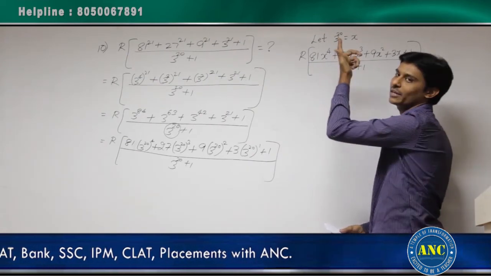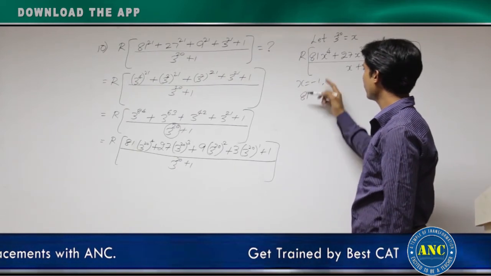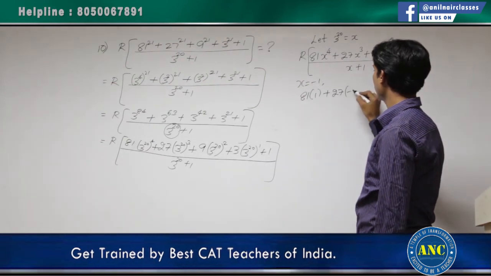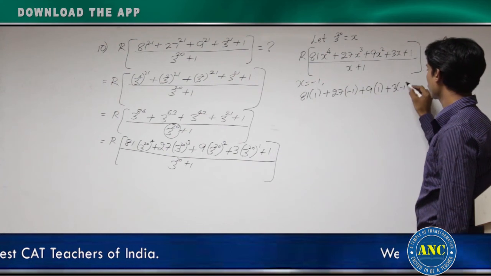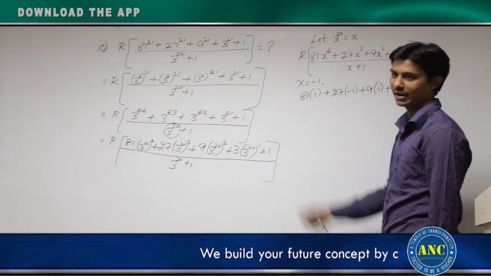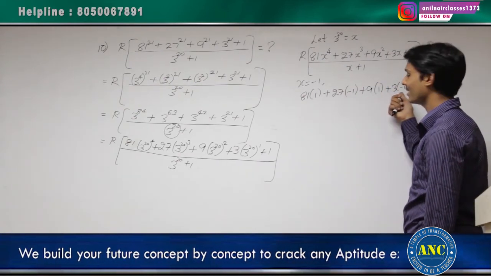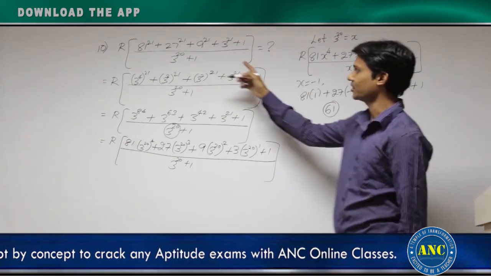Substitute x is equal to minus 1 in the numerator. If I substitute x is equal to minus 1, 81 into minus 1 whole power 4 is 81. 27 into minus 1 whole cube is minus 27. 9 into minus 1 whole square is 9. 3 into minus 1 is minus 3, plus 1. 81 minus 27 is 54, right? 54 plus 9 is 63. 63 minus 3 is 60. 60 plus 1 is 61. Answer for this question is 61.